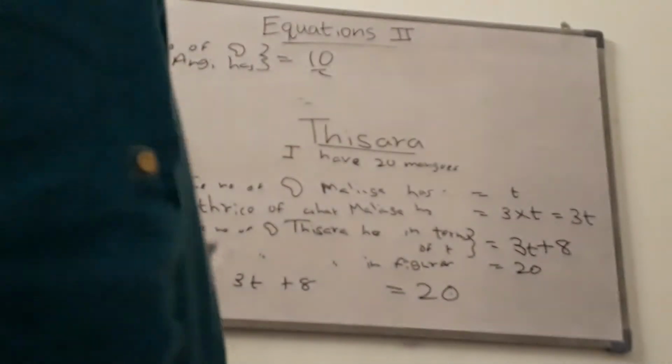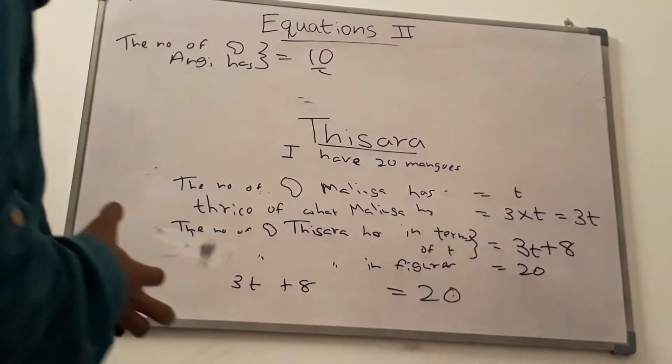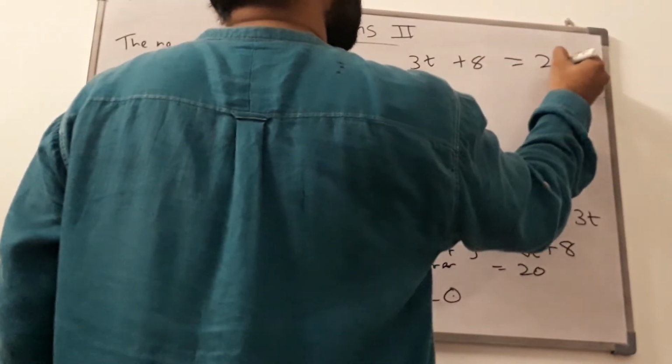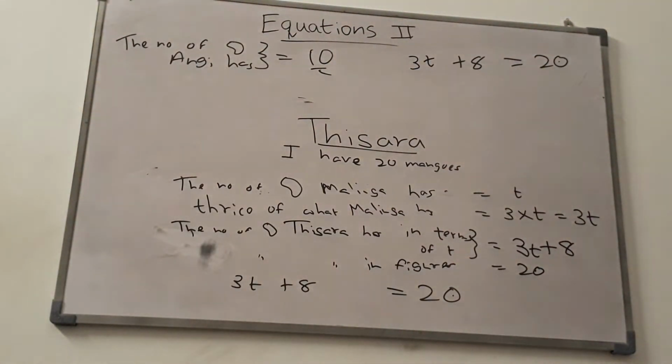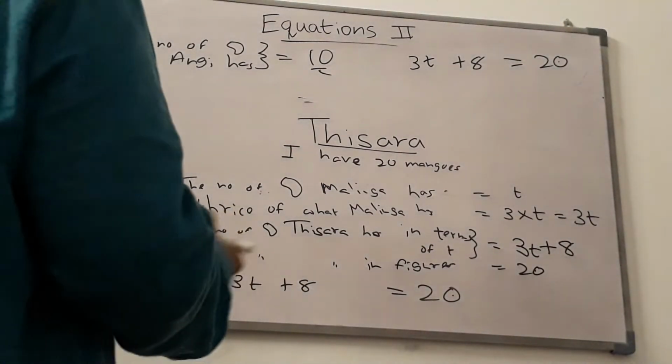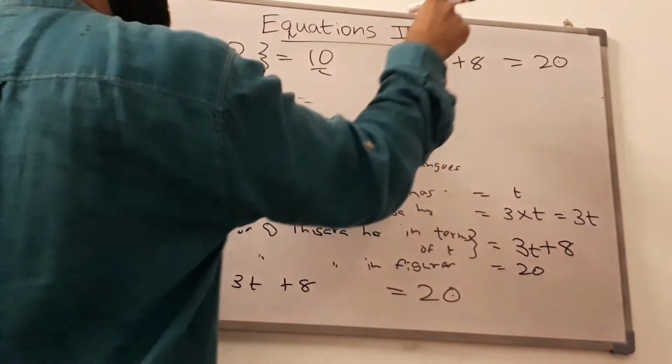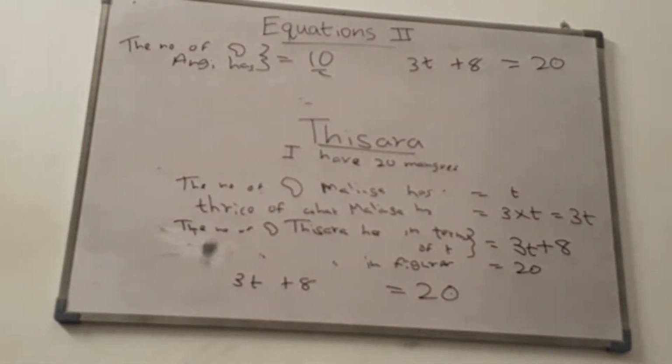Okay, I am going to erase the statement given by Malinga first. According to Malinga's number of mangoes, what Tisera has in T terms is 3T plus 8, and that is equal to 20. We want to find the number of mangoes Malinga has. First of all, we have to remove 8, not 3. First we have to remove 8. After that we have to remove 3.